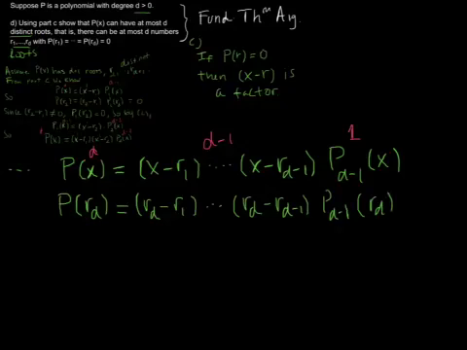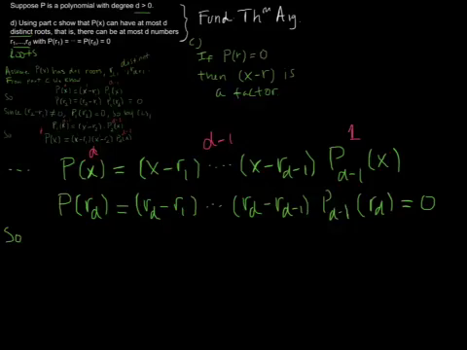Okay? And what do we know about this? Well, we know that this has to equal 0 because r sub d is a root, right? We're assuming we have all of these roots. Can this be 0? Absolutely not. Can any of these factors be 0? No, because all of these r sub whatever are different numbers.